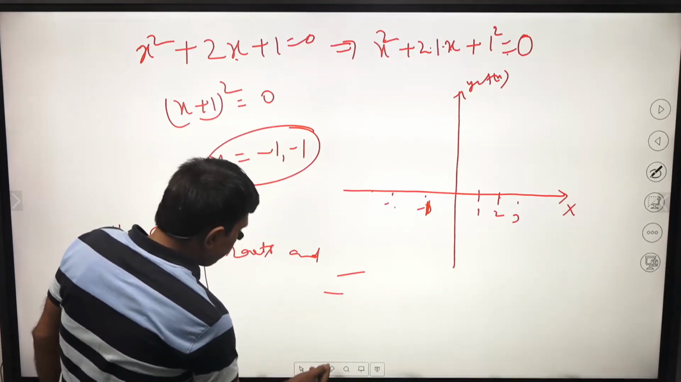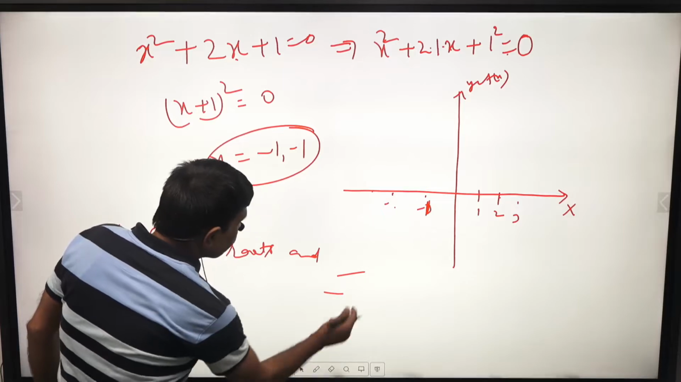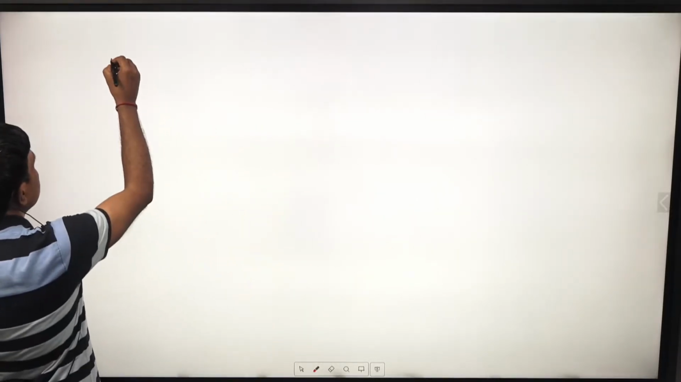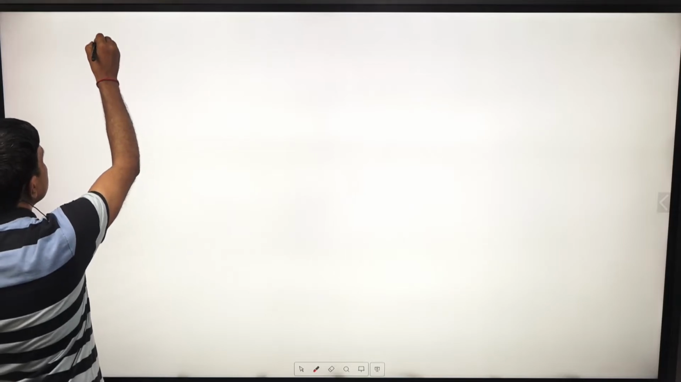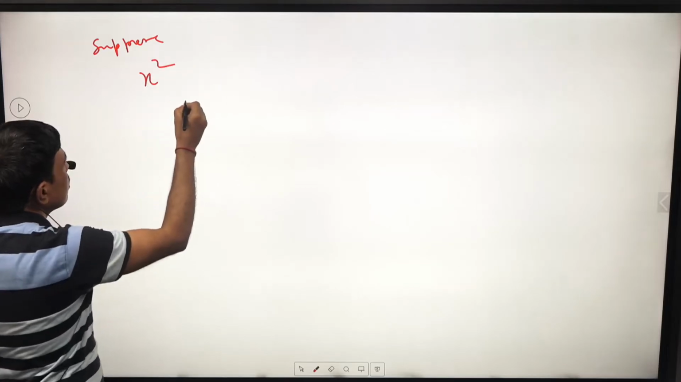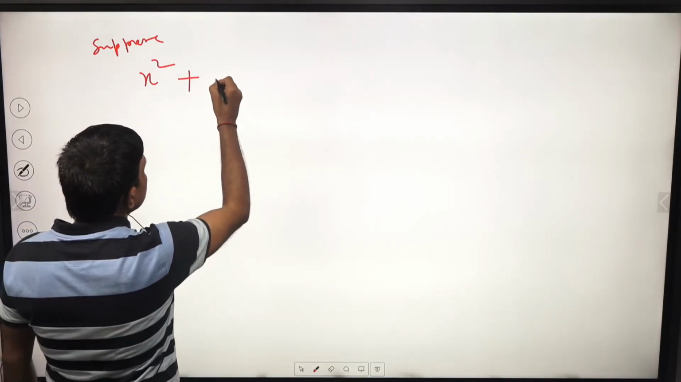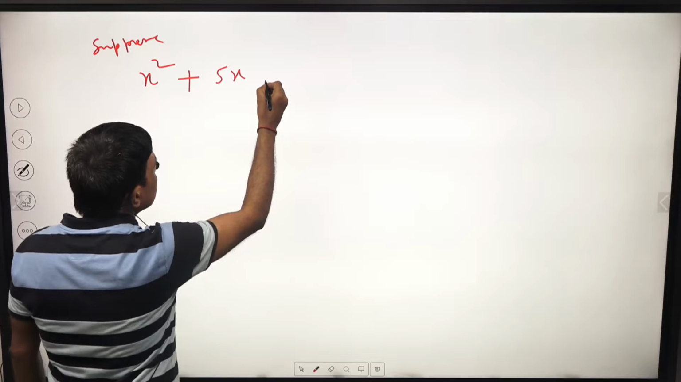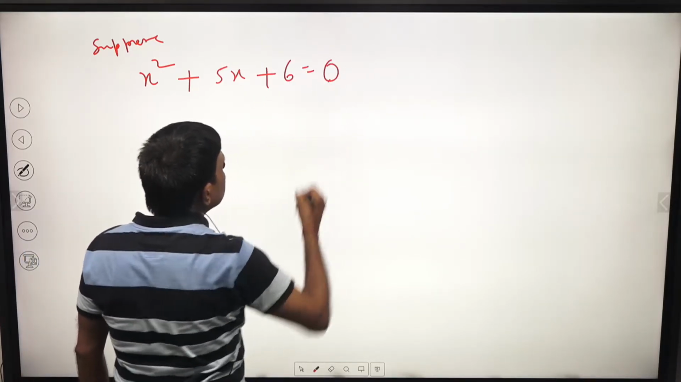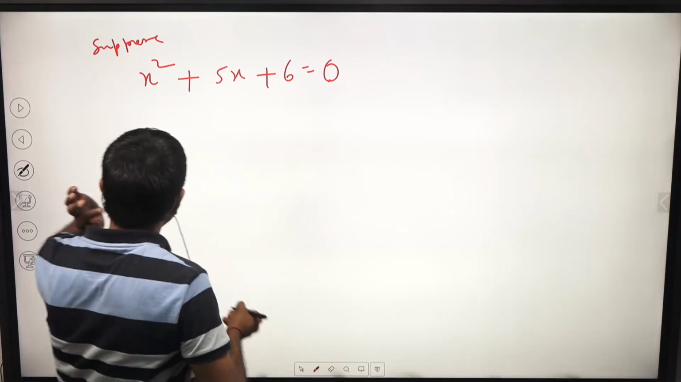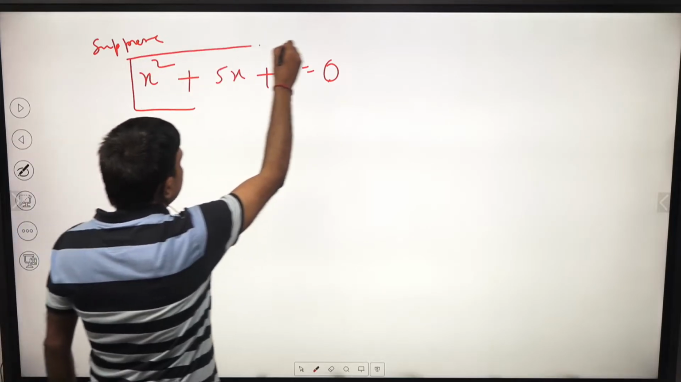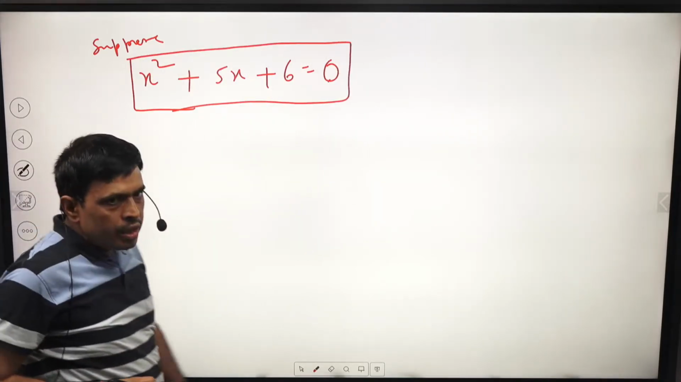Take some examples. Suppose x square plus 5x plus 6 equal to 0. This is a basic example. What are the roots of this? There are two methods. First is the formula method and second is the factor method.